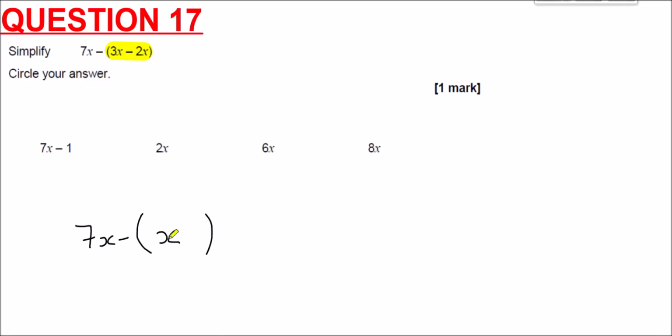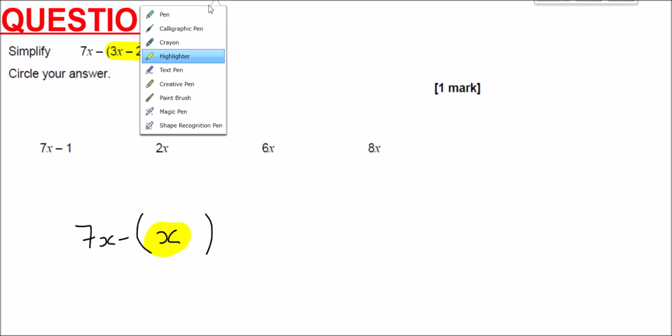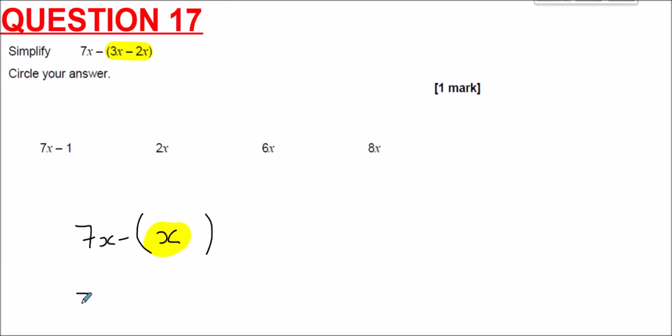And so that makes it much simpler, because now it just means 7x take away 1x would leave us with 6x's. And so the answer we need to circle here is 6x. Now, if you didn't do it that way, there is another way it could be done without simplifying the brackets.